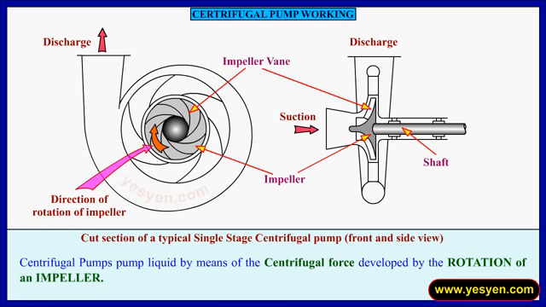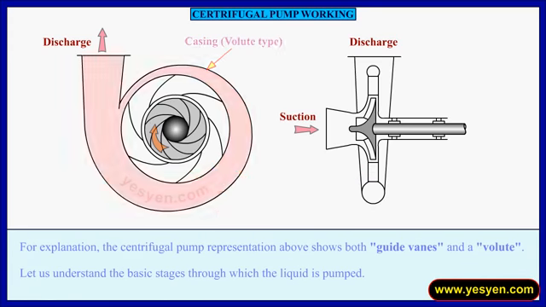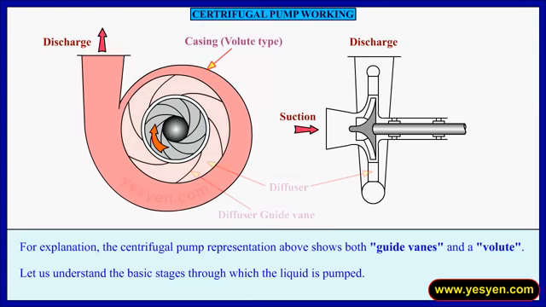Centrifugal pump working. Centrifugal pumps pump liquid by means of the centrifugal force developed by rotation of an impeller. The kinetic energy imparted to the liquid by impeller rotation is converted to potential energy by making the liquid flow through a volute casing in volute pumps, or a diffuser in turbine pumps. For explanation, the centrifugal pump representation above shows both guide vanes and the volute.